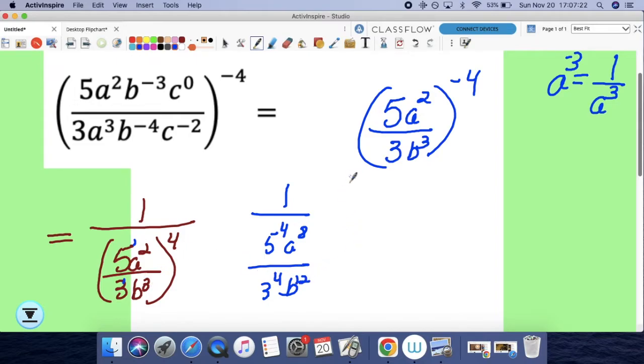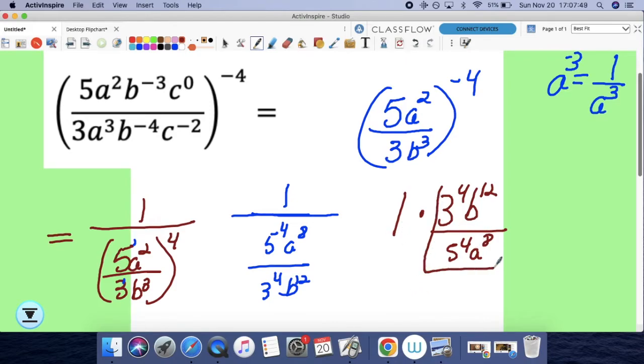We're not going to leave it as a complex fraction. So remember, it's 1 over this. So that's the same thing as 1 divided by this whole fraction over here. So we can rewrite this as the multiplication problem. So we're going to do 1 times the reciprocal, which is 3/4 b12, right, over 5/4 a8. Right, and then if you multiply this times 1, it's just this. And that would be a final answer.